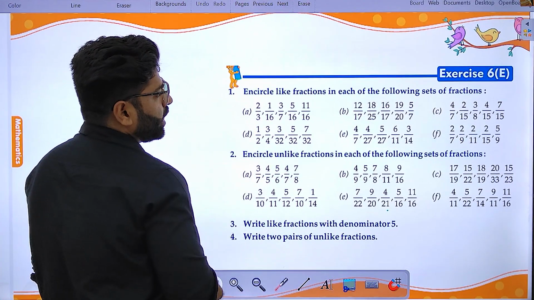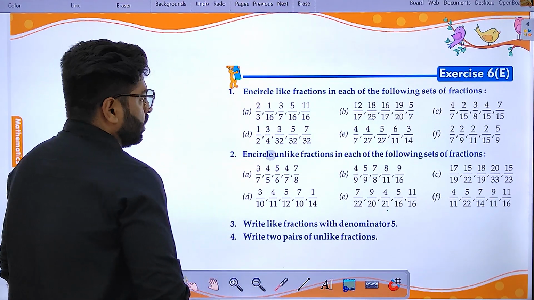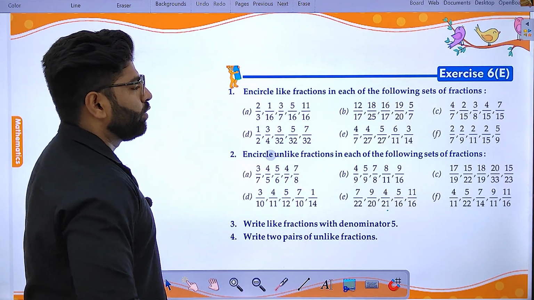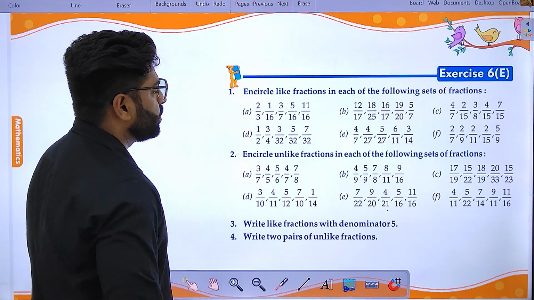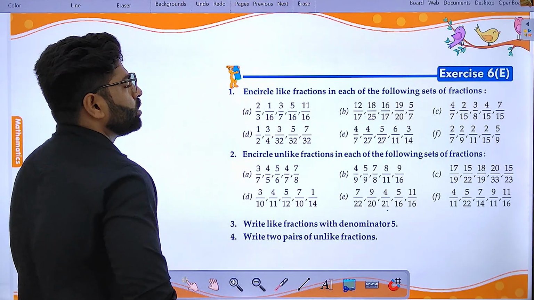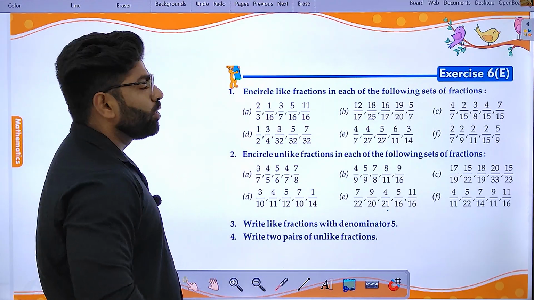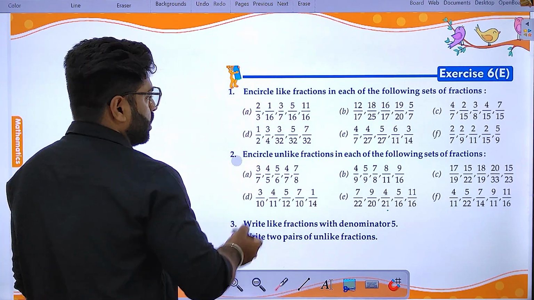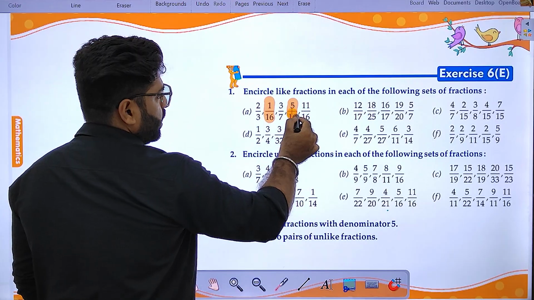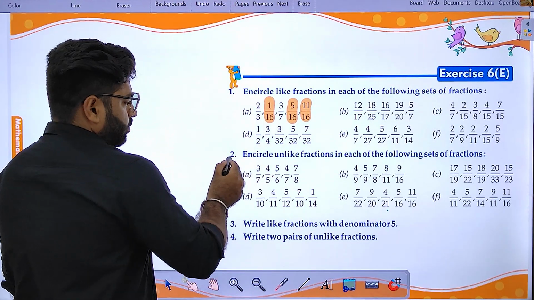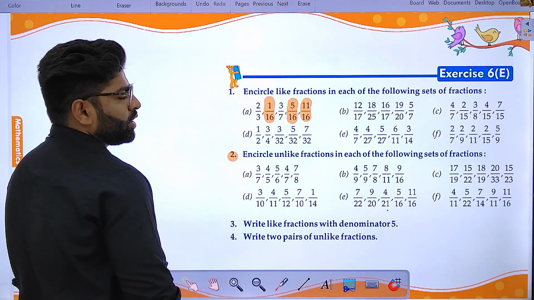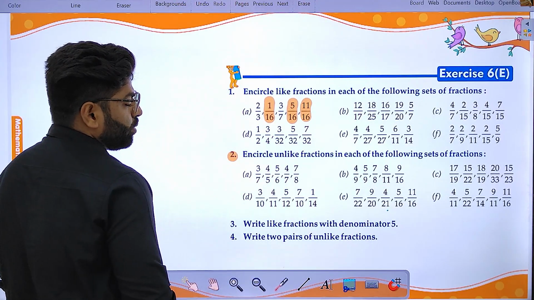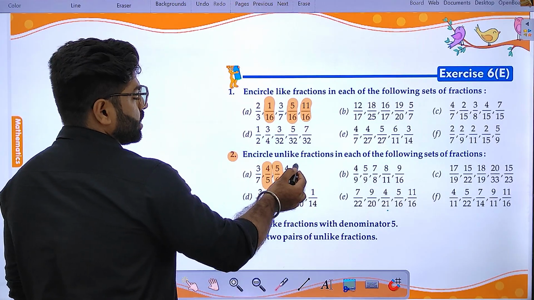So here we have our exercise 6E. Question number 1, encircle like fractions in each of the following sets of fractions. We are talking about like fractions, and we have these three. In question number 2, encircle unlike fractions in each of the following sets of fractions. Unlike fractions means those having different denominators, just like 4 by 5, 5 by 6, and 7 by 8.